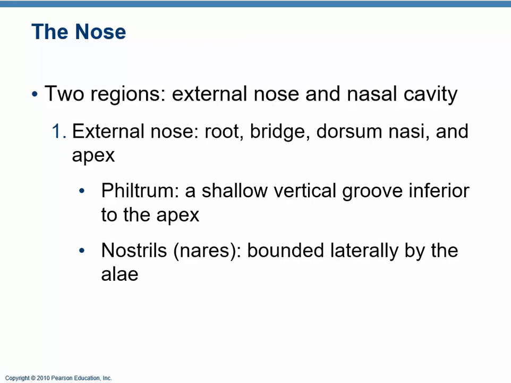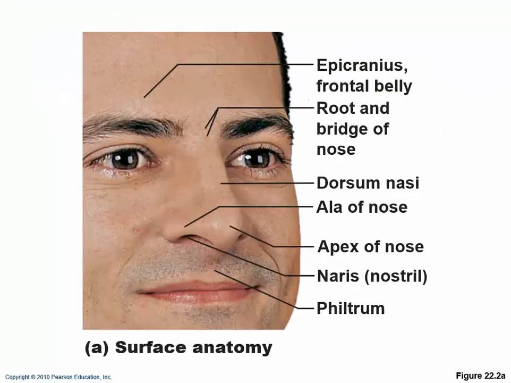The nostrils are the openings. It's sometimes called the nares. And on either side of the nostril are the wings of the nostril, or the alae. So this is the bit, right? With the alae being over here.